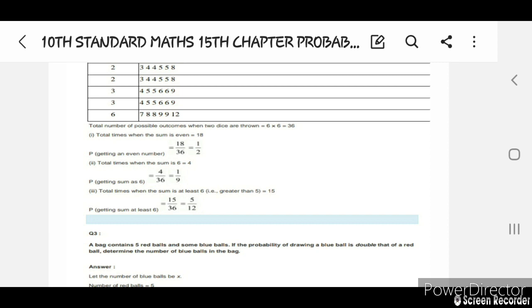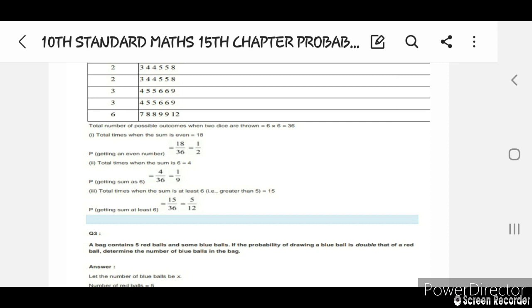Next, the sum is 6. Here you can see in 4 cases the sum becomes 6. So 4 by 36 is equal to 1 by 9 is the probability that the sum is 6. Next, the sum is at least 6, which happens 15 times. 15 by 36 is equal to 5 by 12.